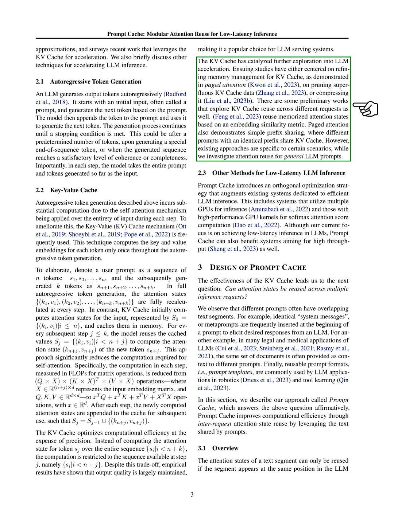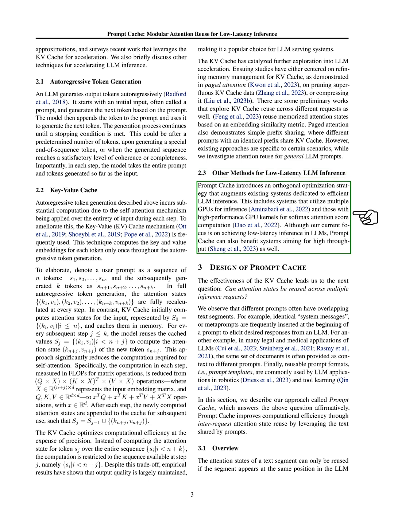Some studies have focused on improving memory management for the KV cache, while others have looked at pruning unnecessary KV cache data or compressing it. Some preliminary work has also explored reusing the KV cache across different requests. In addition to the KV cache, there are other methods used to make LLM inference more efficient. For example, some systems use multiple GPUs for inference, while others use high-performance GPU kernels for softmax attention score computation. Our current focus is on achieving low-latency inference in LLMs, but our work on prompt cache could also benefit systems aiming for high throughput.